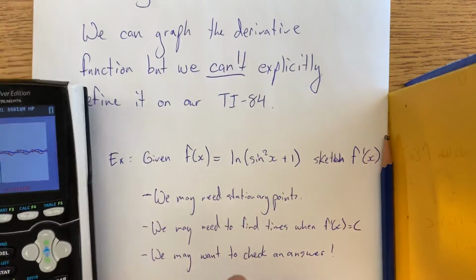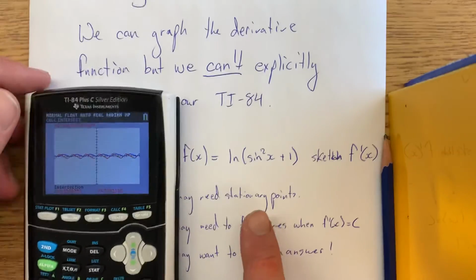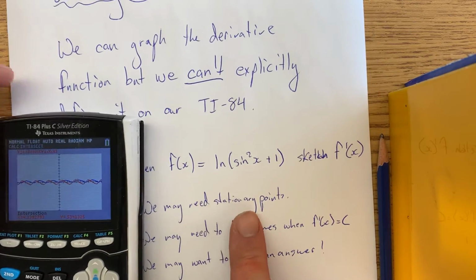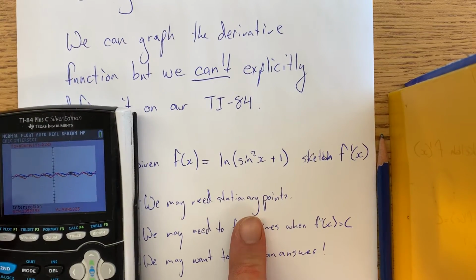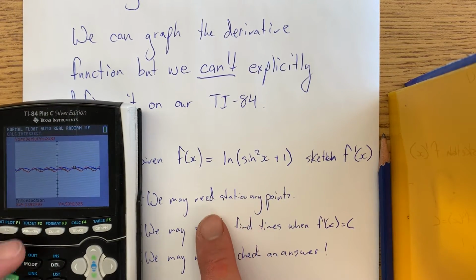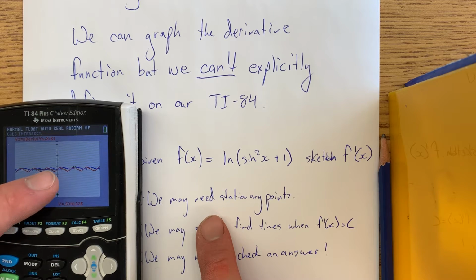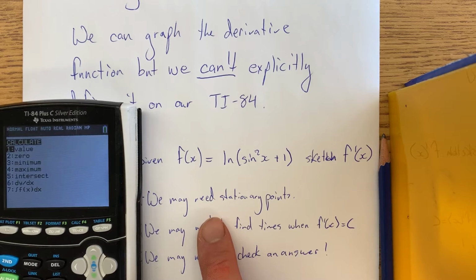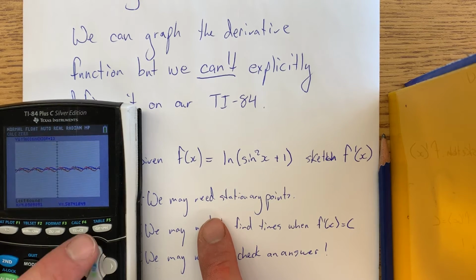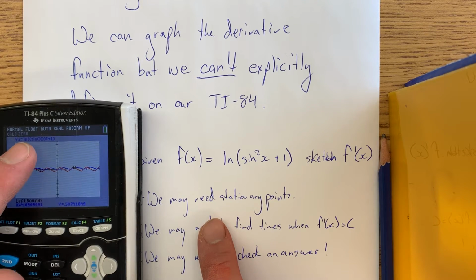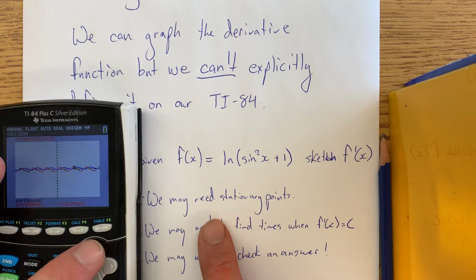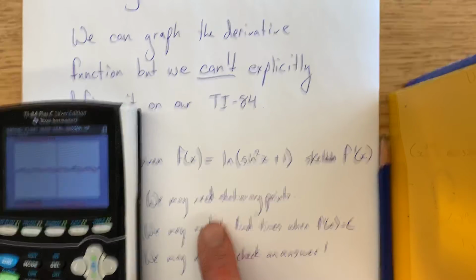Now, another way is maybe we need to find stationary points. If I need to find stationary points, well, that probably means that I need to find all the places where my derivative equals 0. So I would just simply go second function calc and choose 0. I'll make sure that I'm not dealing with the function itself because y1 is the function. I'll make sure I'm dealing with y2, the derivative. And remember, I have to set left bounds and right bounds. So maybe I'll set a left bound at 0.